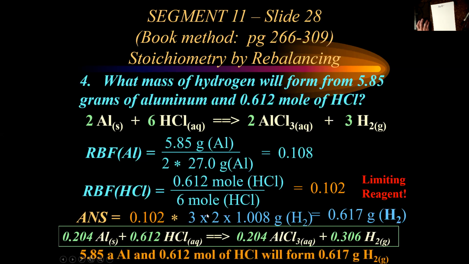Okay. 5.85 grams of aluminum and 0.612 moles of hydrochloric acid will form 0.617 grams of hydrogen.